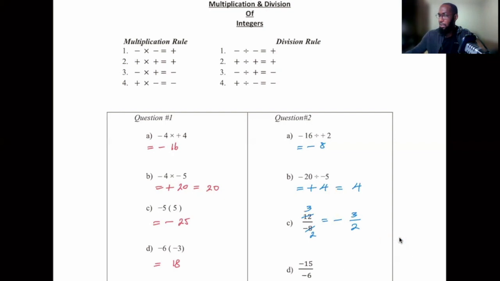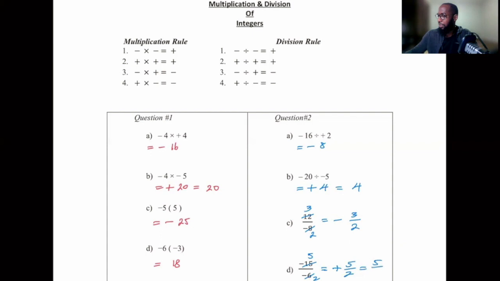Continuing. Let's look at this last question here. Dividing two same signs, positive. We need a number that could go into 6 and 15. The highest number that could go into 6 and 15 without leaving a remainder is 3. 3 into 6 is 2. 3 into 15 is 5. So the answer is plus 5 over 2.